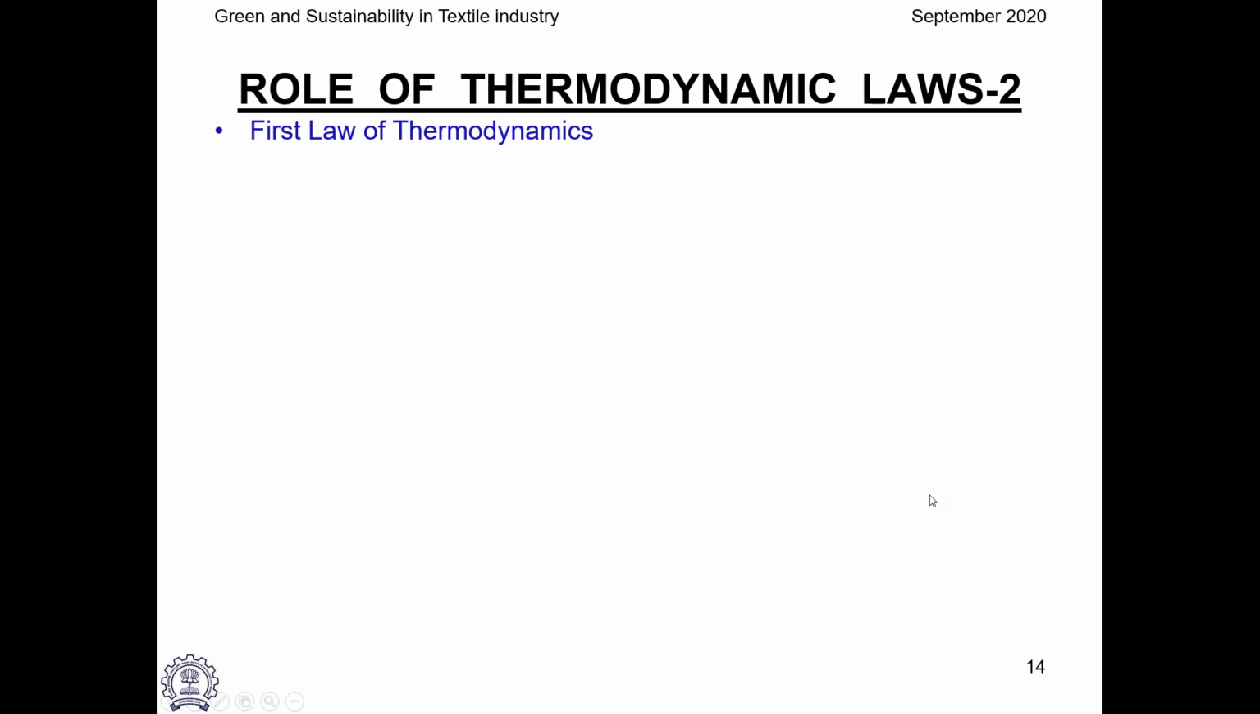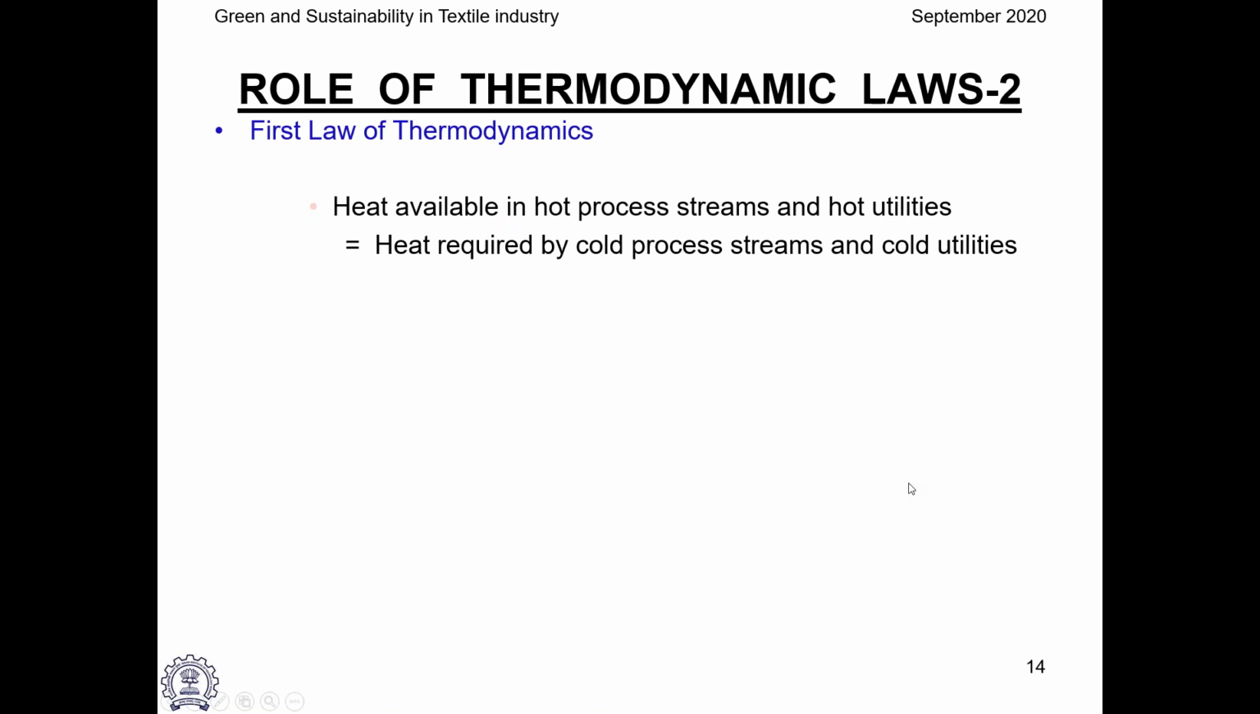So let's look at the first law of thermodynamics, what it says. It simply says that the heat available in the hot process streams and the hot utilities must be equal to the heat required by the cold process streams and the cold utilities. That means energy is conserved. Whatever heat is coming in must be the same amount of energy that goes out.